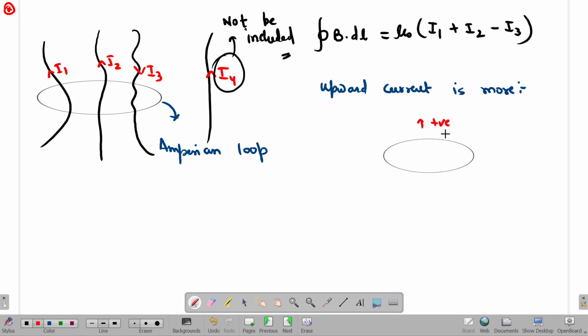And for that, how will the magnetic field be generated? If the current is upward, and if I put the thumb, we'll see that B is generated anti-clockwise on the loop. Is it clear? So the magnetic field is like this way. I'm representing the magnetic field by this line.